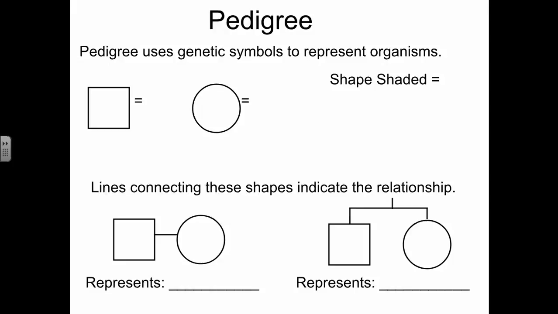All right. So we use symbols to represent people or organisms in a pedigree, and we use different symbols for males versus females. When we are making a pedigree, we use squares to represent males, and we use circular shapes to represent females.